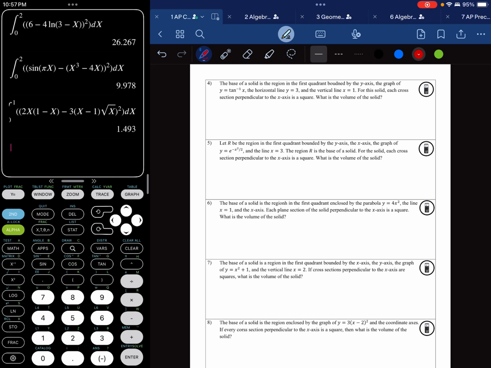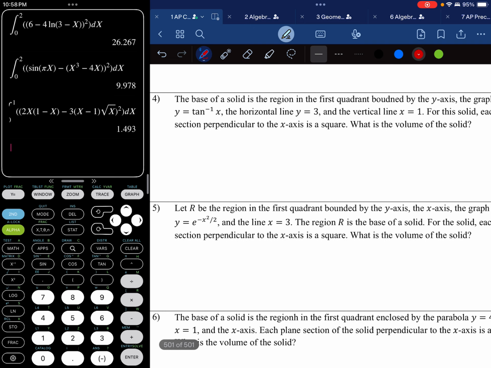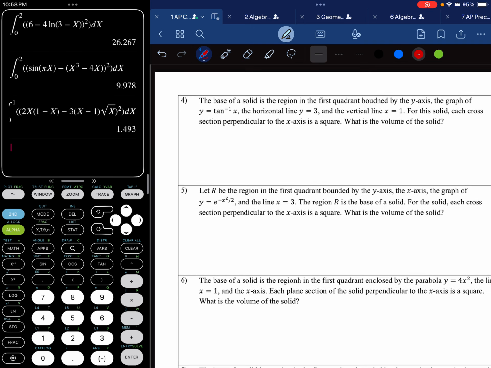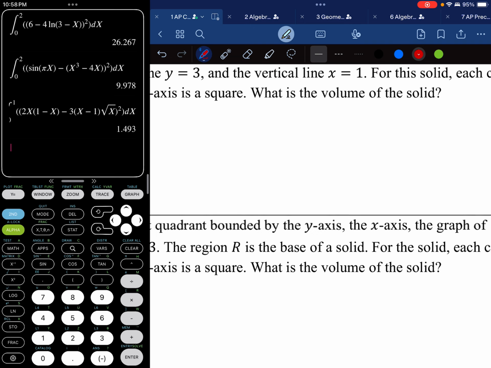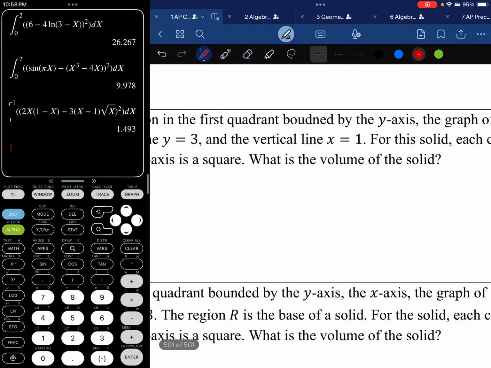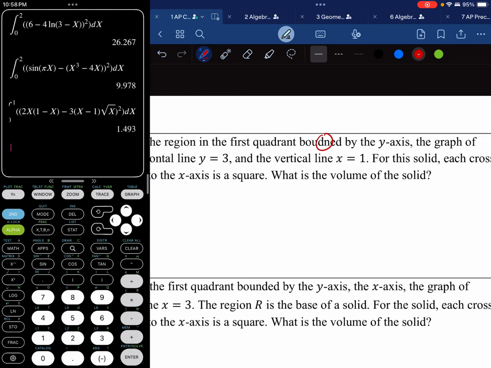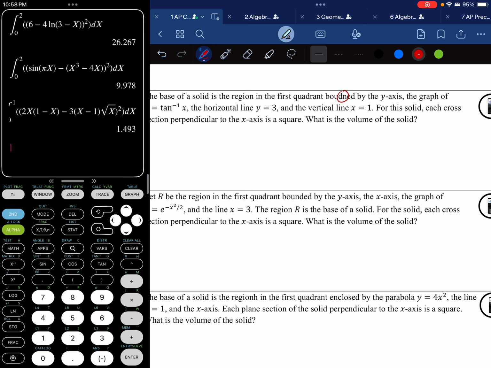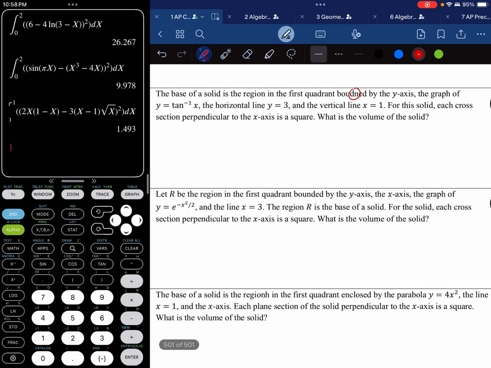These don't have pictures. You got to make your own. All right, let's see what we got here. Reading the base of a solid of the region in the first quadrant bounded, I will fix these typos, bounded by the y-axis, the graph of that arctan function and the horizontal line y equals 3. And everything is going to be square and perpendicular to the x-axis. That'll always be true, but maybe not on the actual test.